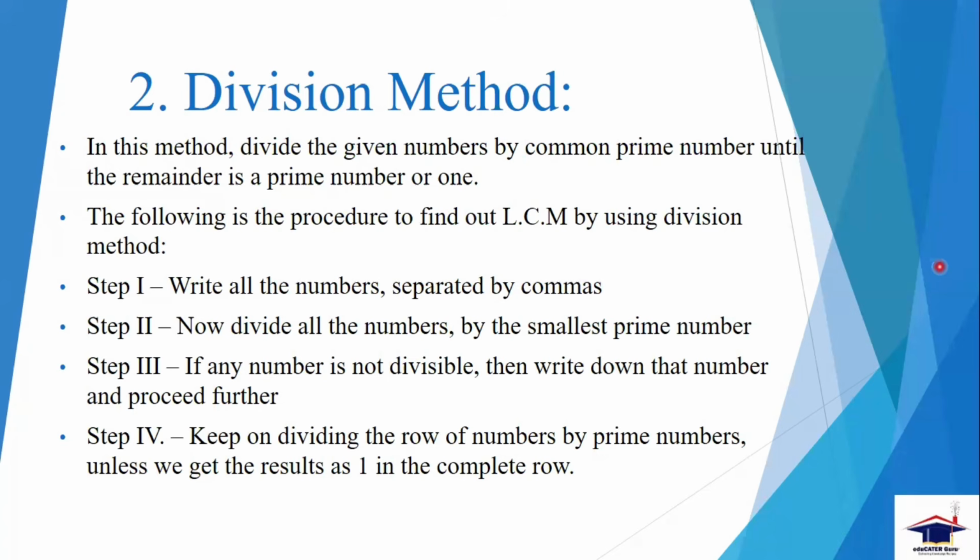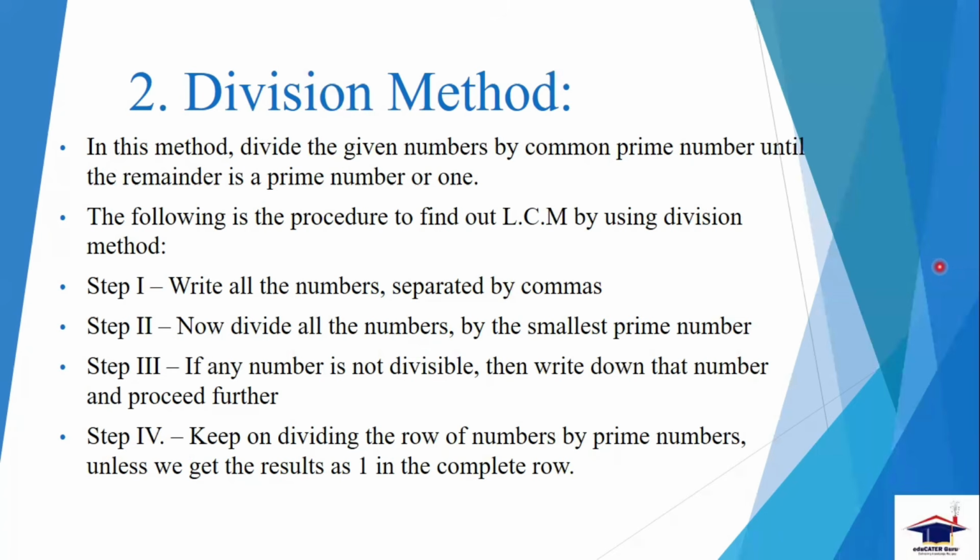The first step is to write down all the numbers, separating them by commas. Then divide all the numbers by the smallest prime number: 1, 2, 3, 5, like that. Then step 3, if any number is not divisible by such a prime number, then write down the number as it is and proceed further with the other numbers. Then keep on dividing the rows of numbers by prime numbers until you get the result as 1 in the last row. You'll get clarity of these steps when you solve the problem.